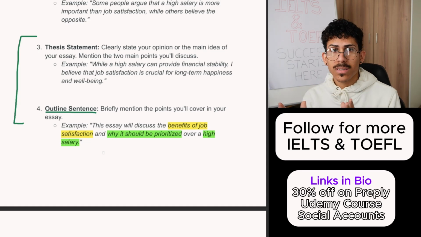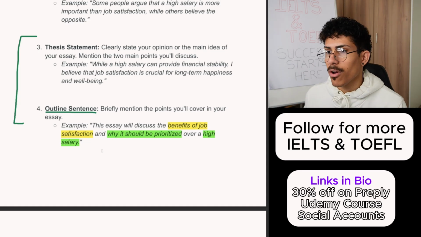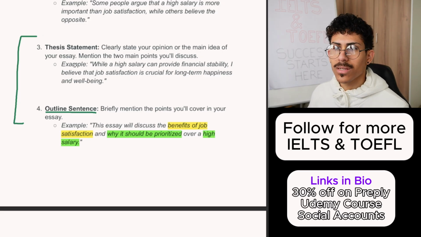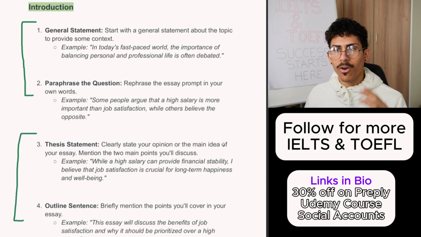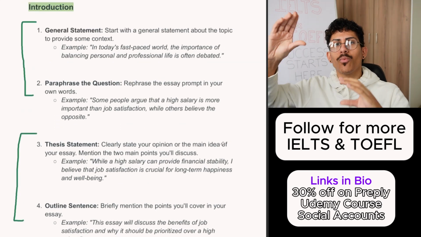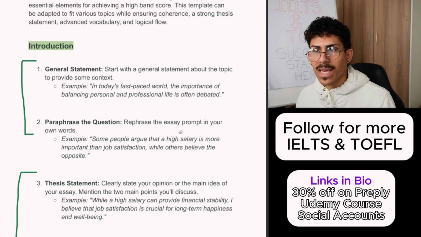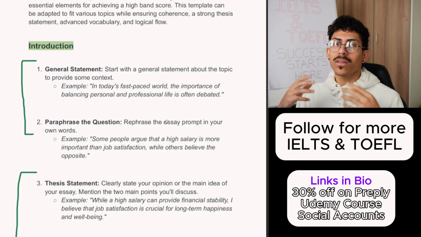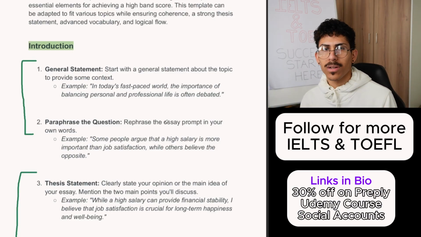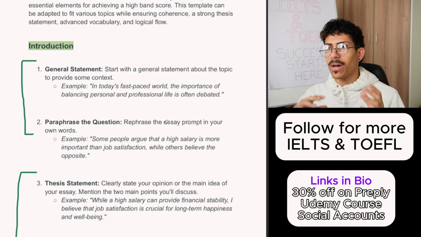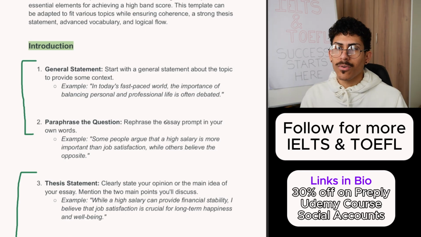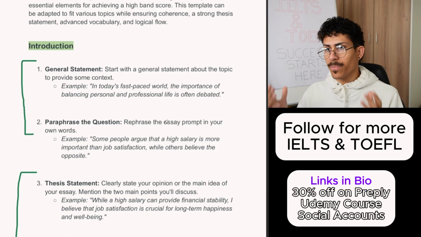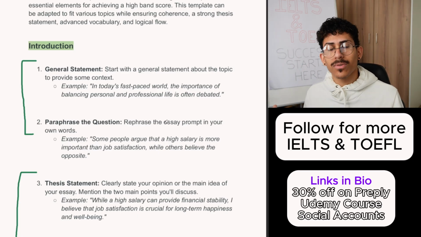Your 2 points, each point for body paragraph. Now, this is a lot, especially for the introduction. So what you can do is you can combine the 2 parts in one sentence. You can say together what the topic is and why people are debating about it. It's about balancing personal and professional life, and people wonder if job satisfaction is more important than salary. Okay, you combined those 2 sentences.